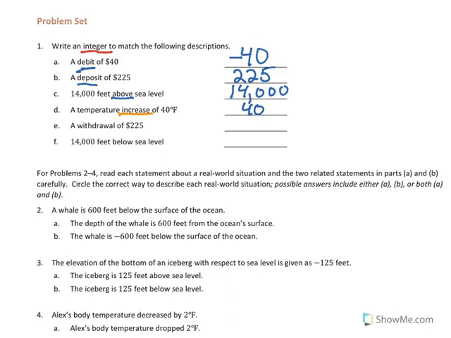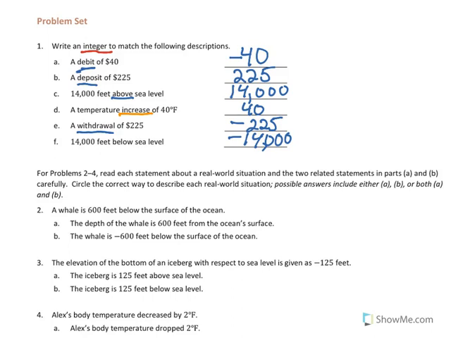Letter E says a withdrawal of $225. Yeah, that one is negative 225. And the last one says 14,000 feet below sea level. And that is negative 14,000. Very good.